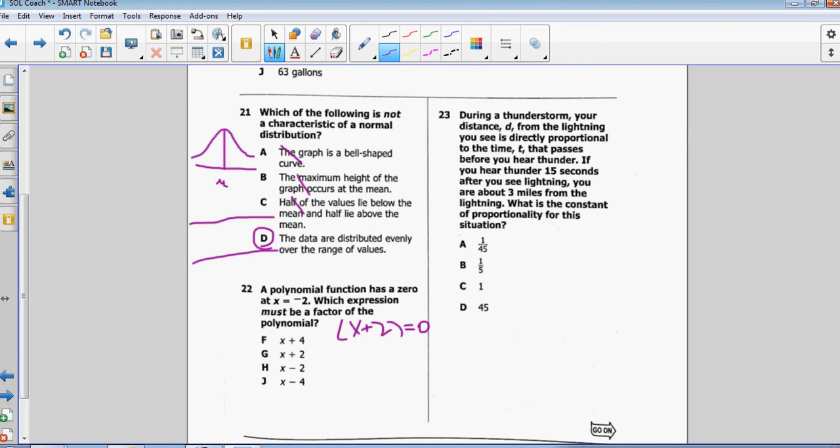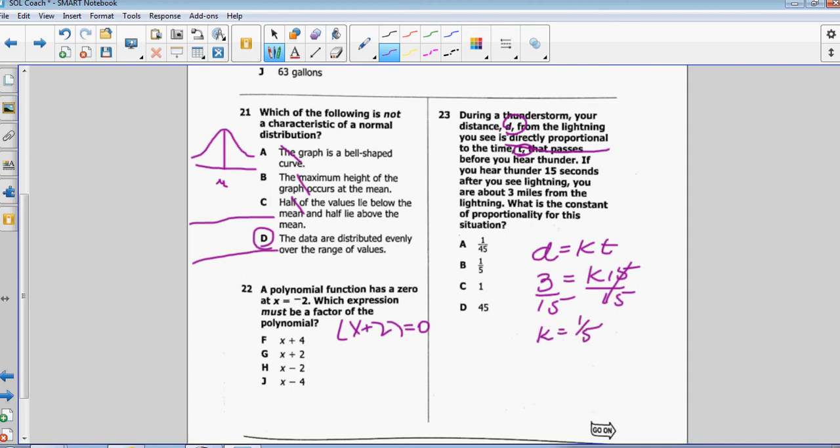Alright, and in 23, during a thunderstorm, your distance d from the lightning is directly proportional to the time t that passes. So that part is d is equal to k times t. If you hear thunder 15 seconds after you see lightning, then you are 3 miles from the lightning. So the distance is 3 when the time is 15 seconds. So then if you divide, you get that k is 3 over 15, which is 1/5.